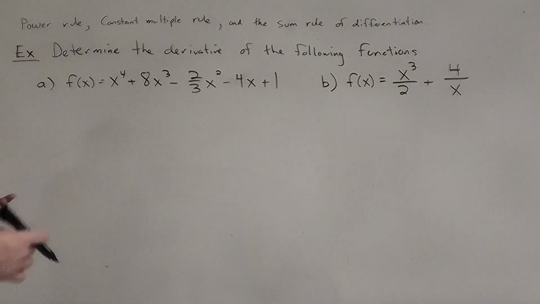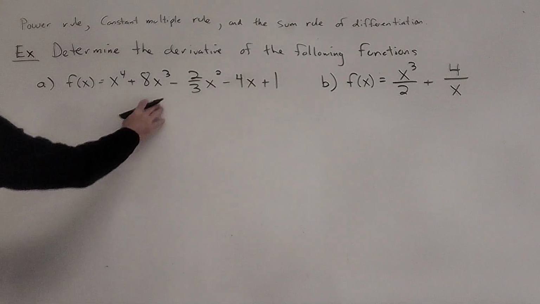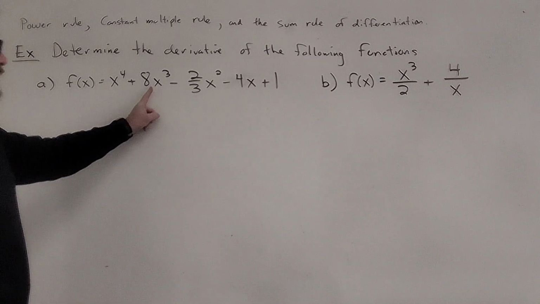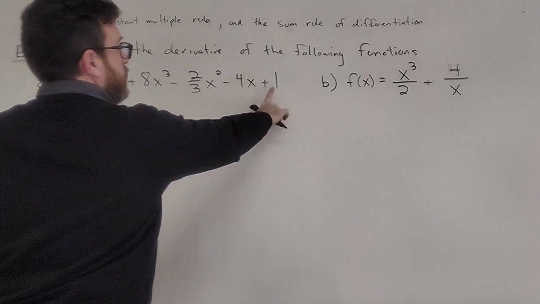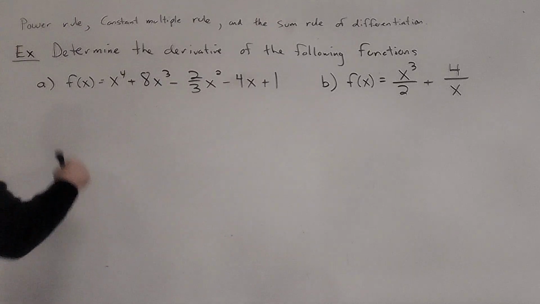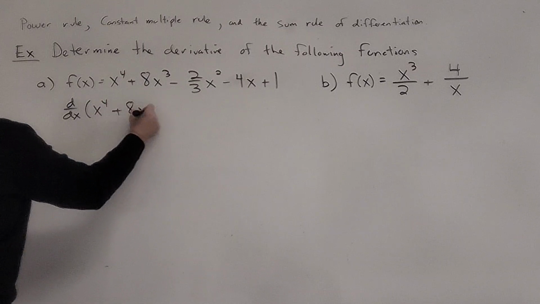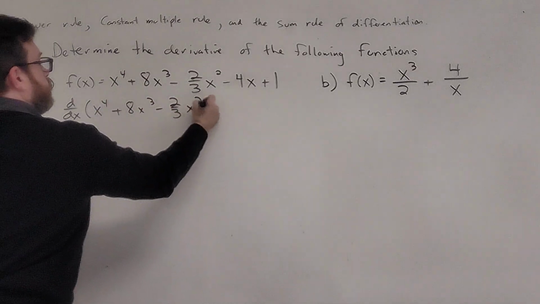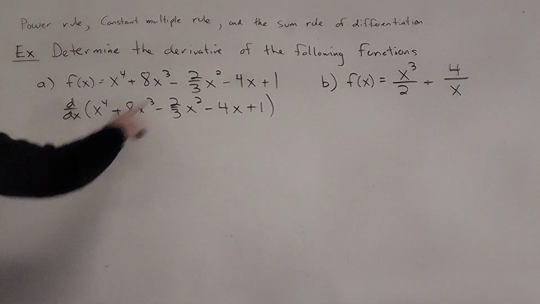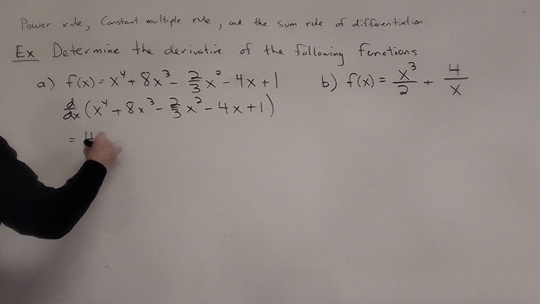So with the derivative of the sum rule and the power rule, it allows us to take derivatives of polynomials really, really quickly. So if I want to take the derivative of this function, I know it's going to be the derivative of this plus the derivative of this plus the derivative of this plus the derivative of this plus the derivative of this. And it's a little redundant to write derivative everywhere. We just know that we're going to use that derivative of the sum rule. So the derivative with respect to x of x to the 4th plus 8x cubed minus 2/3 x squared minus 4x plus 1 is going to be the derivative of each one of these terms, or the sum of those derivatives. So the derivative of x to the 4th is going to be equal to 4x cubed.